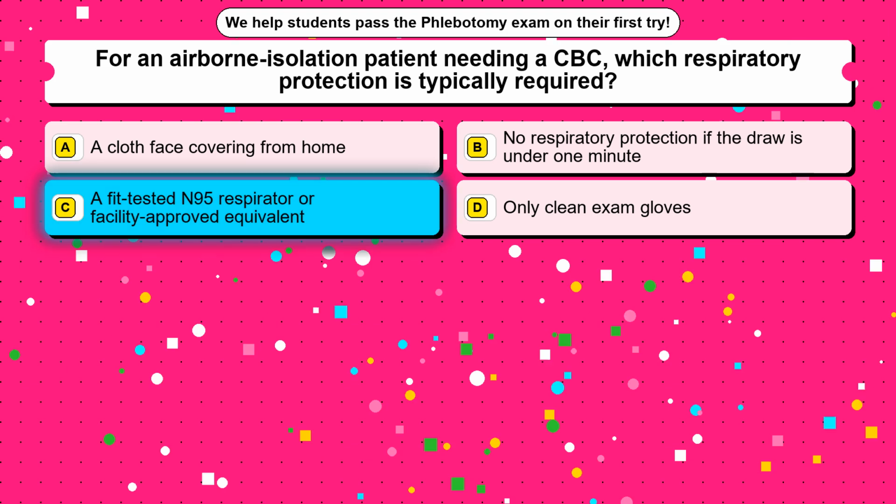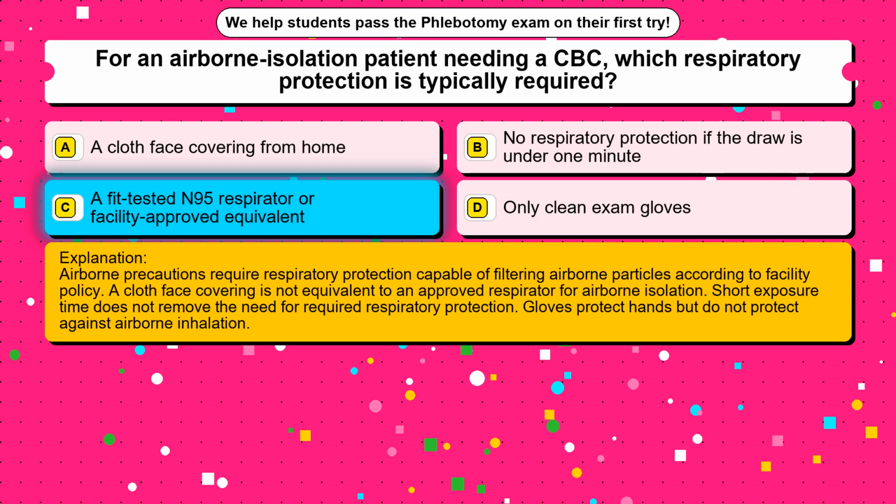The correct answer is option C. A fit-tested N95 respirator or facility-approved equivalent. Airborne precautions require respiratory protection capable of filtering airborne particles according to facility policy. A cloth face covering is not equivalent to an approved respirator for airborne isolation. Short exposure time does not remove the need for required respiratory protection. Gloves protect hands but do not protect against airborne inhalation.